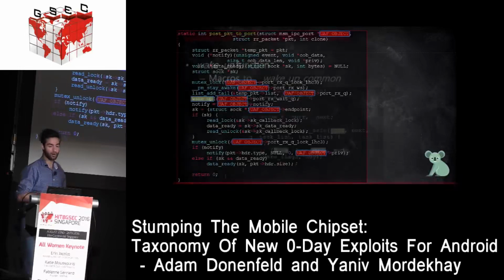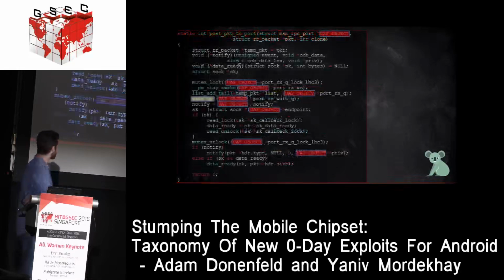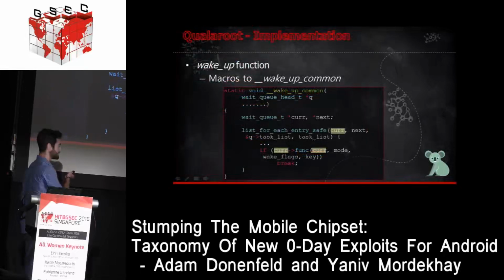So what is wake up? Wake up is a macro to another function called wake up common. Here you can see that we have 100% control over the content of the first argument, and therefore we can control queue. If we control queue, we can also control task list. So this entire iteration will be done on our fully controlled list. Therefore we control cur. And if we control cur, we have a new primitive: we can now call any kernel function while controlling most of the first parameter.